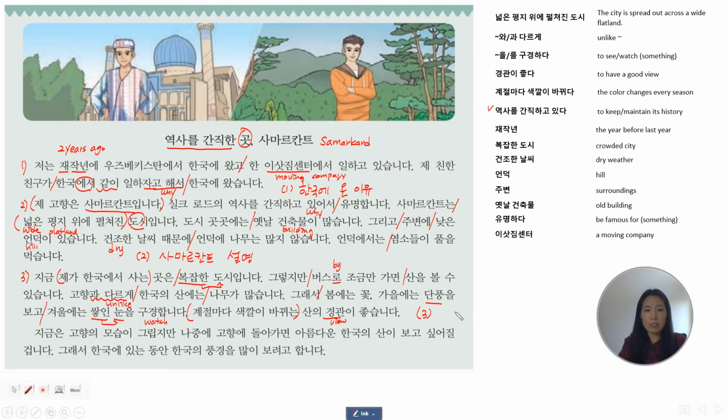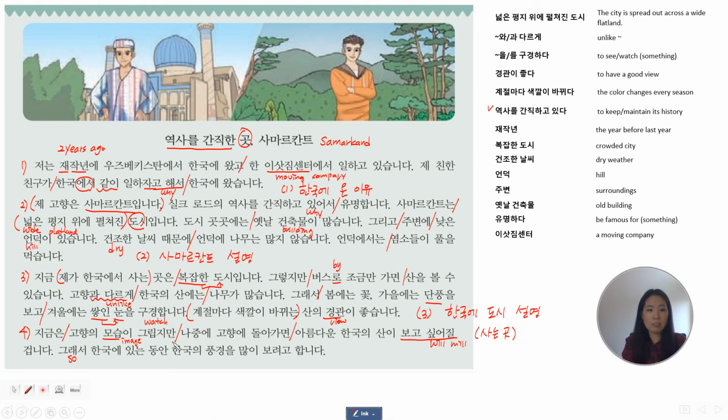So third paragraph, what is it about? Explain about 한국의 도시 설명. So not just random city, 사는 곳. 한국의 사는 도시 설명. Explain about the city that he lives in. And fourth paragraph. 지금은 고향의 모습이 그립지만 for now, I miss the image of my hometown. 나중에 한국에 돌아가면 later, when I go back to my hometown, 아름다운 한국의 산이 보고 싶어질 겁니다. I will miss. 보고 싶어질 겁니다. I'll miss the beautiful mountain in Korea.